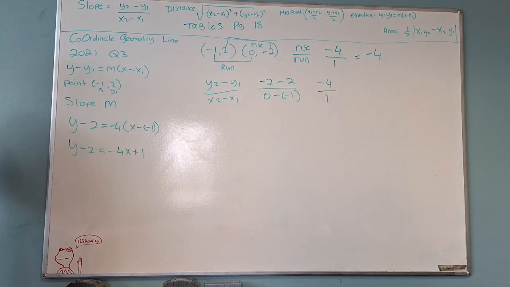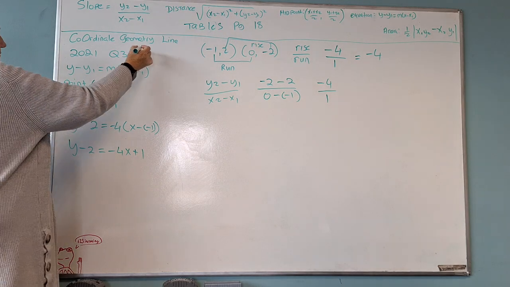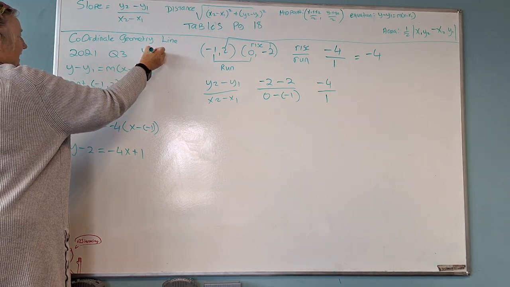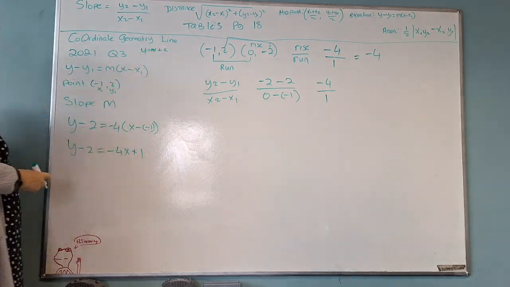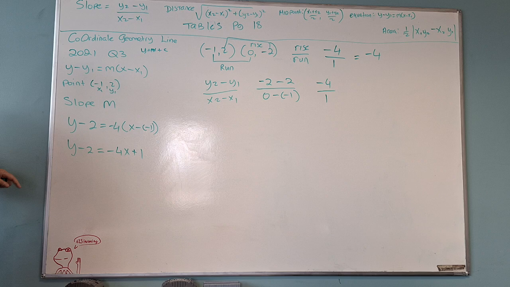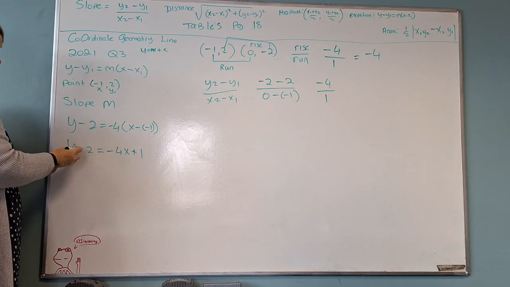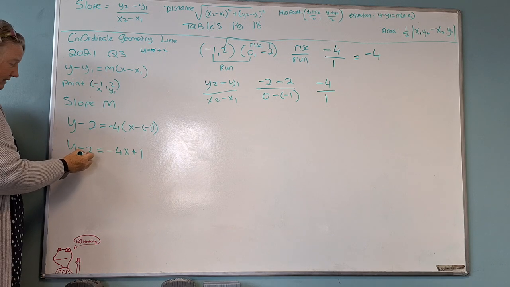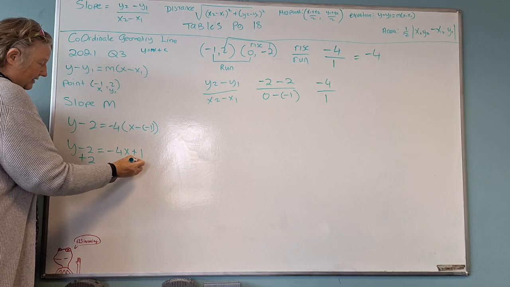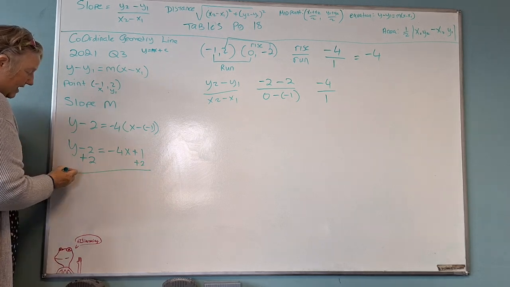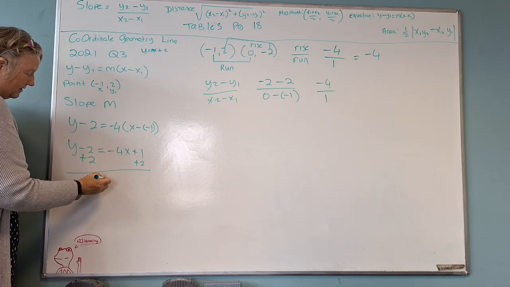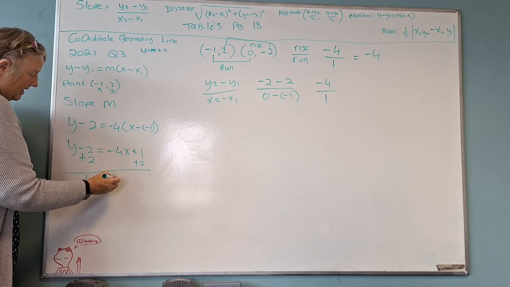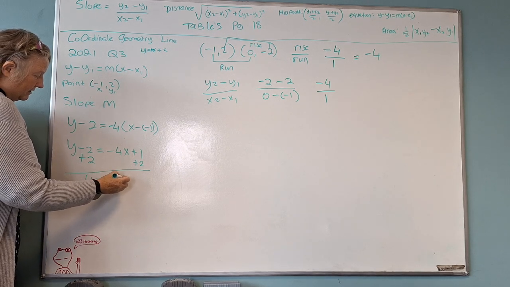It says it wants it in the form y equals mx plus c, because that tells you that the slope is in front of the x. So I don't want this 2 with the y, so I'm going to add it. Whatever you do to one side, you do to the other side, and your equation of this line is y equals minus 4x plus 3.